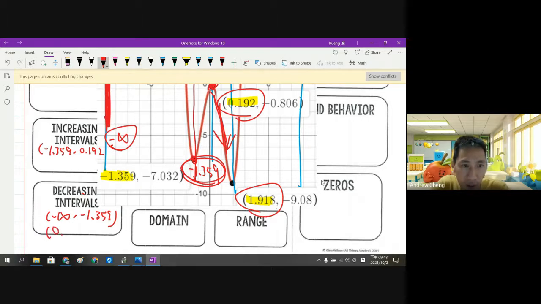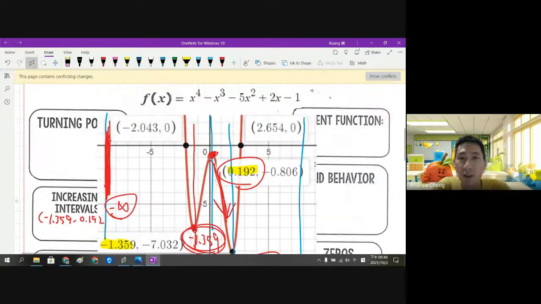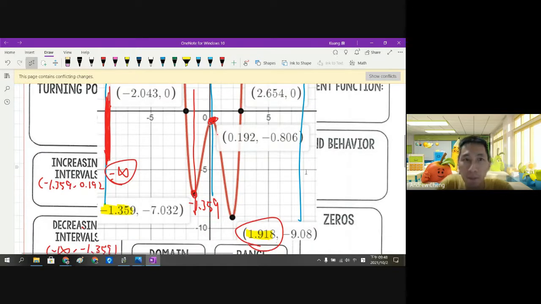To this point. Okay, there will be another going down, another decreasing interval. So there will be 0.192 to 1.918, another decreasing interval. Okay, so the last part, from this point on, the graph keeps going up forever. So I would say the last increasing interval is from 1.918 all the way to the right. To the right we call infinity. So that's another increasing interval.